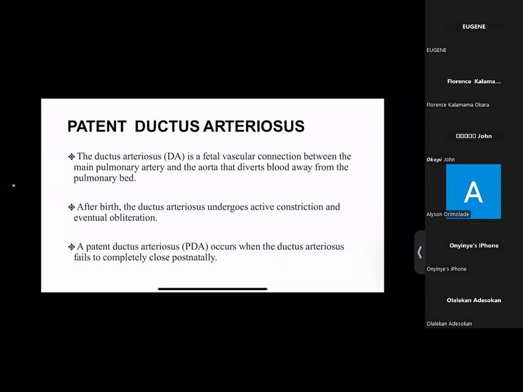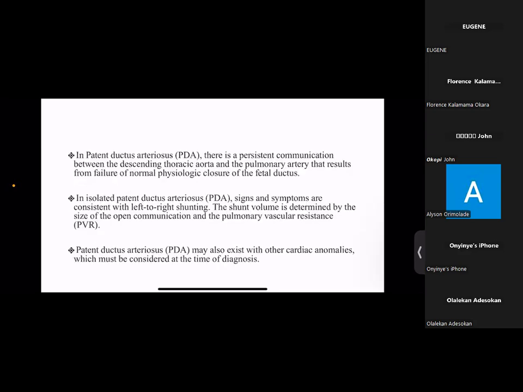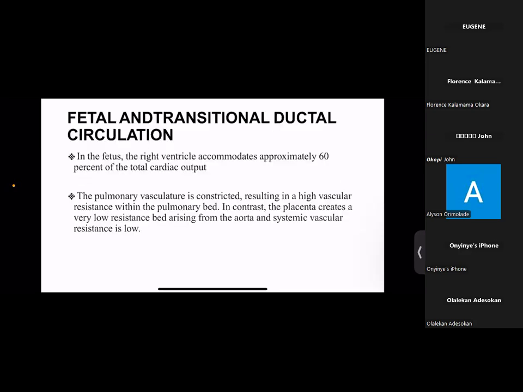Okay, then. So patent ductus arteriosus is a connection between the main pulmonary artery and the aorta that diverts blood away from the pulmonary bed. It usually closes after birth. When there is persistent communication between the descending aorta and the pulmonary artery, it results in the PDA and it results in left to right shunts.